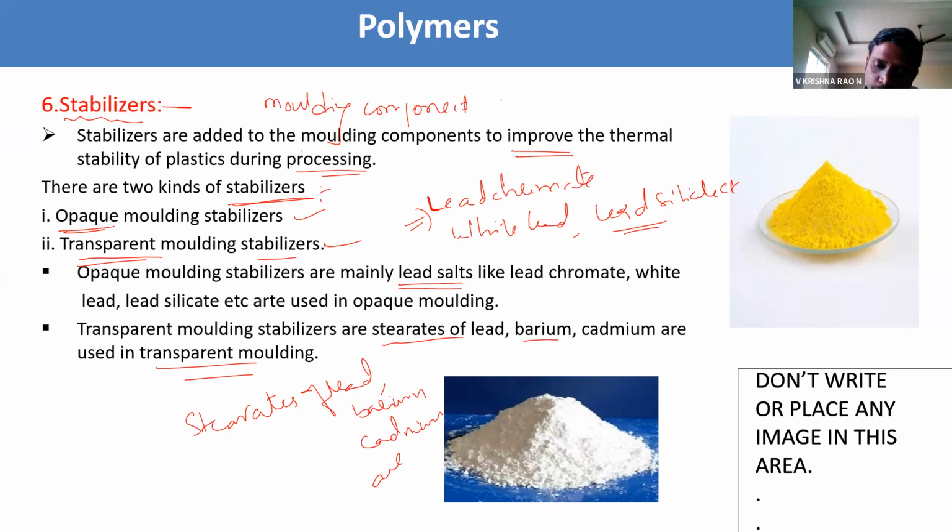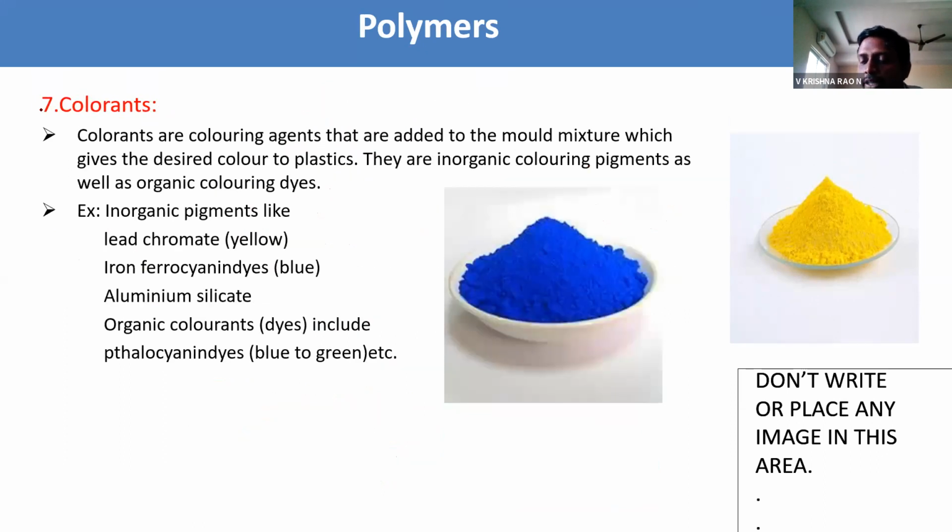What is the use of these stabilizers? The main aim is that we add the stabilizers to molding components to improve the thermal stability of the plastic during the processing. There are two types: opaque molding stabilizers, which are lead salts like lead chromate, white lead, and lead silicate, and transparent molding stabilizers, which are stearates of lead, barium, and cadmium. Now, the last one is colorants.